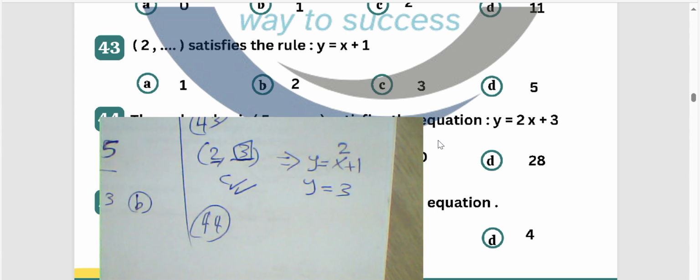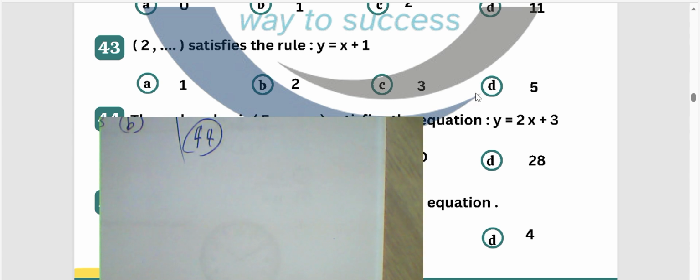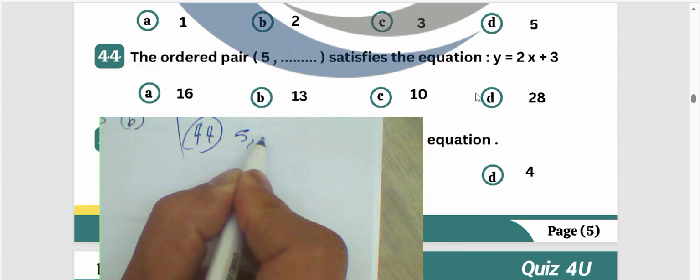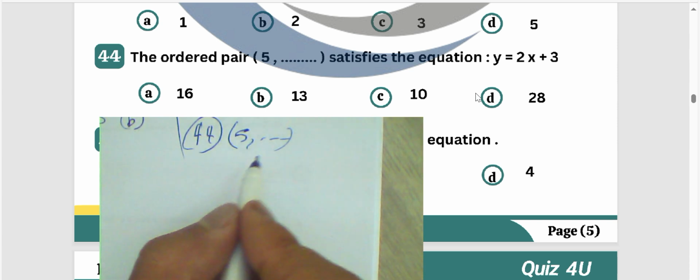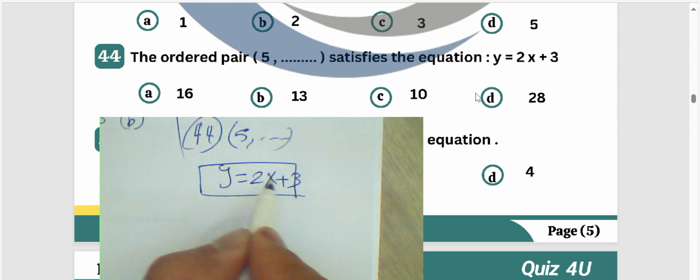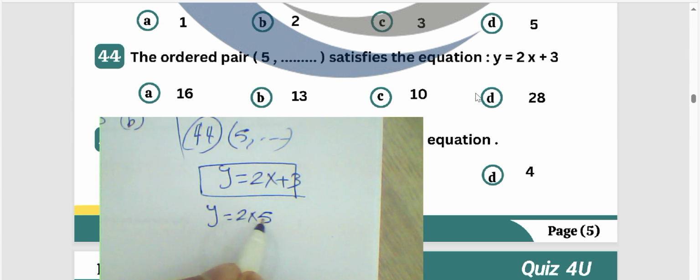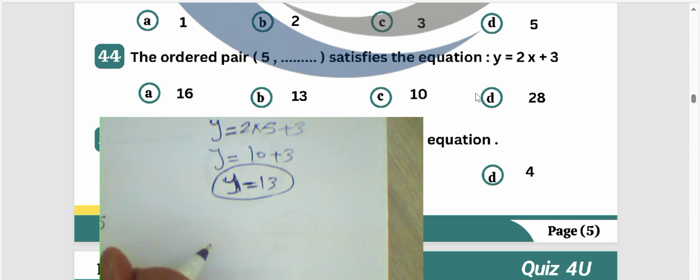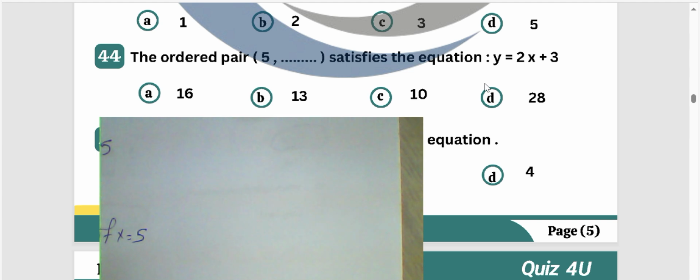Question 44. The ordered pair 5 and blank satisfies the equation y equals 2x plus 3. Put here in this equation the value of x, 5. Then y equals 2 product by 5 plus 3. Then the value of y equals 2 times 5, 10. 10 plus 3 equals 13. The value of y here will be 13. Choose letter B. Questions 45.